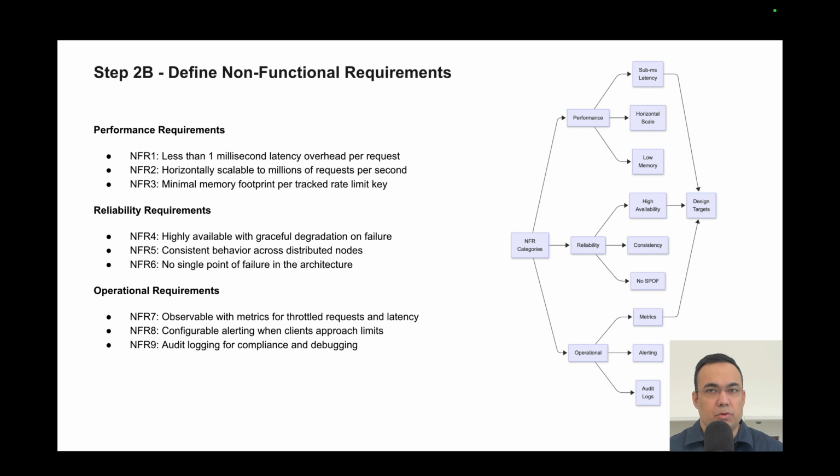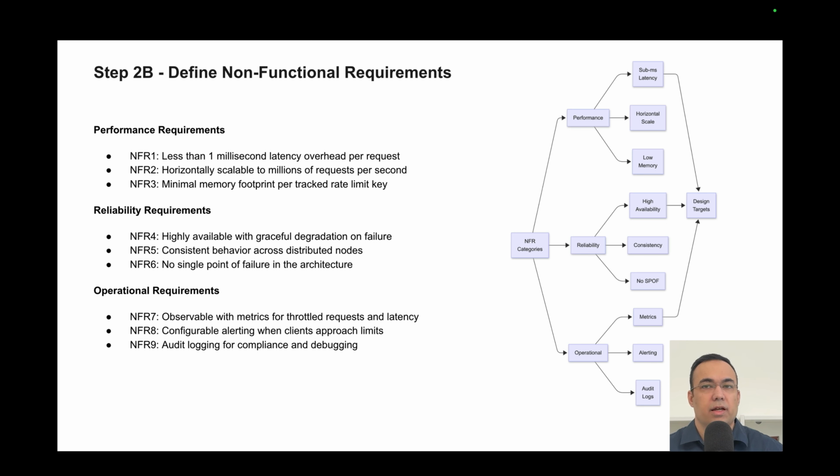Now let's talk about step 2B, which is defining our non-functional requirements. Non-functional requirements describe the system qualities, the characteristics that determine how well the system performs its functions. The first category is performance requirements. NFR1 states that we should have less than 1 millisecond latency overhead per request. Rate limiting should be nearly invisible to the user experience.